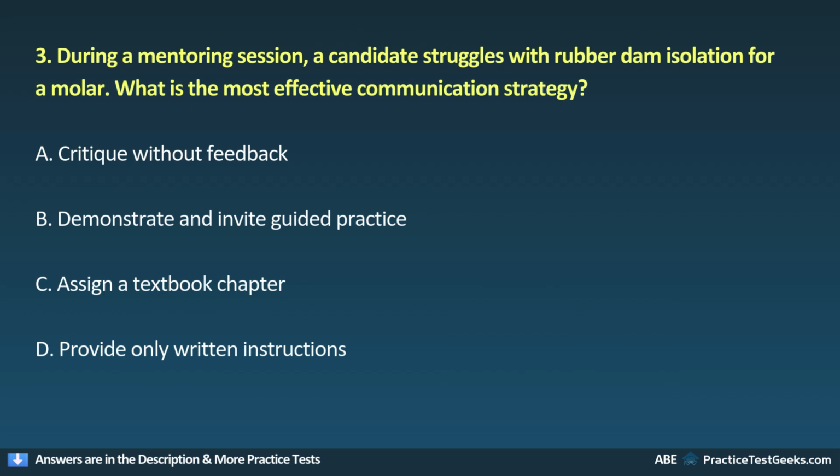3. During a mentoring session, a candidate struggles with rubber dam isolation for a molar. What is the most effective communication strategy? A. Critique without feedback. B. Demonstrate and invite guided practice. C. Assign a textbook chapter. D. Provide only written instructions.